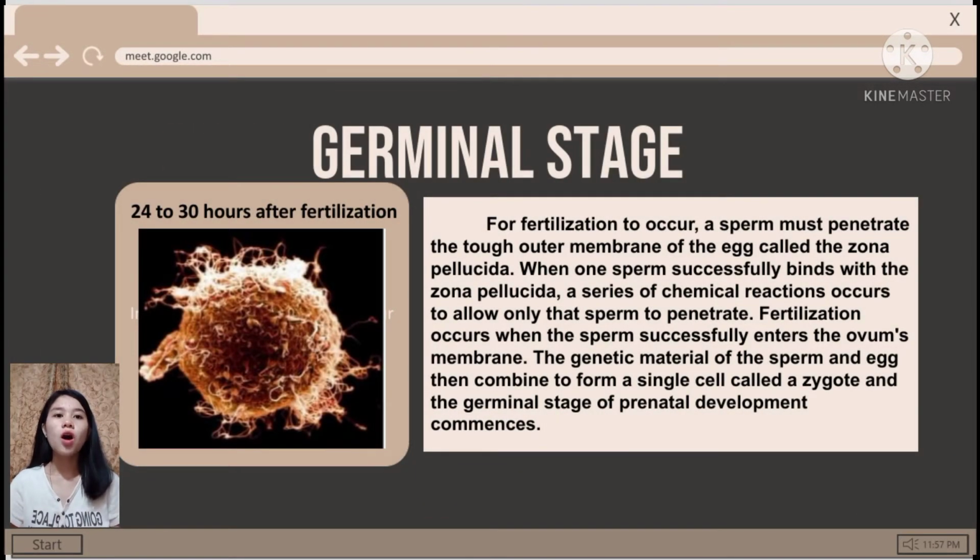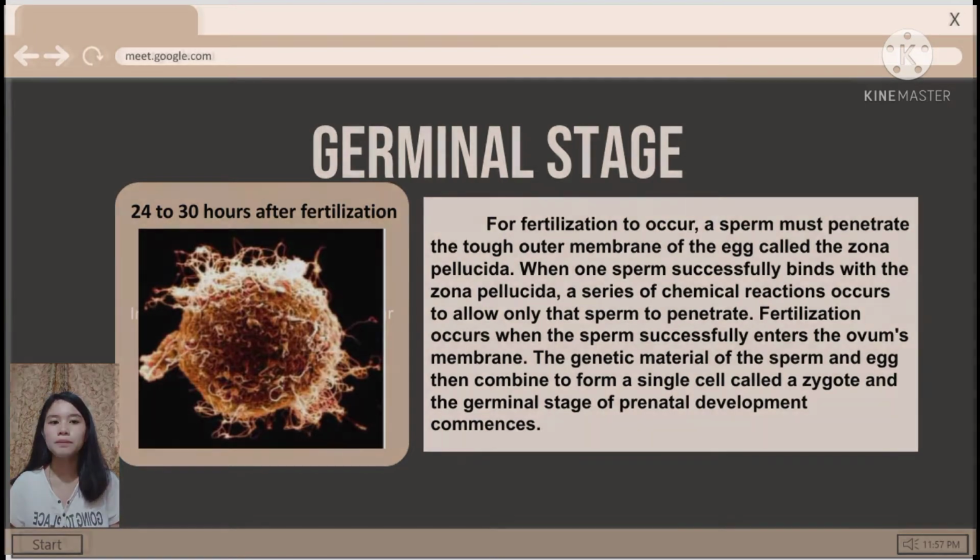For fertilization to occur, a sperm must penetrate the tough outer membrane of the egg called the zona pellucida. When one sperm successfully binds with the zona pellucida, a series of chemical reactions occurs to allow the only sperm to penetrate. Fertilization occurs when the sperm successfully enters the ovum's membrane. The genetic material of sperm and egg combine to form a single cell called a zygote, and the germinal stage of prenatal development commences.